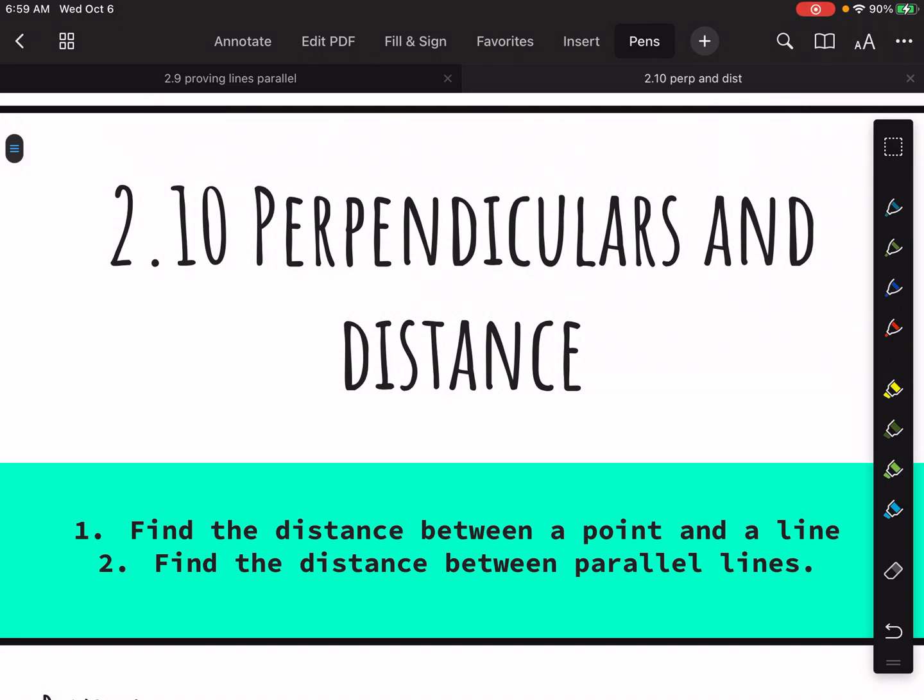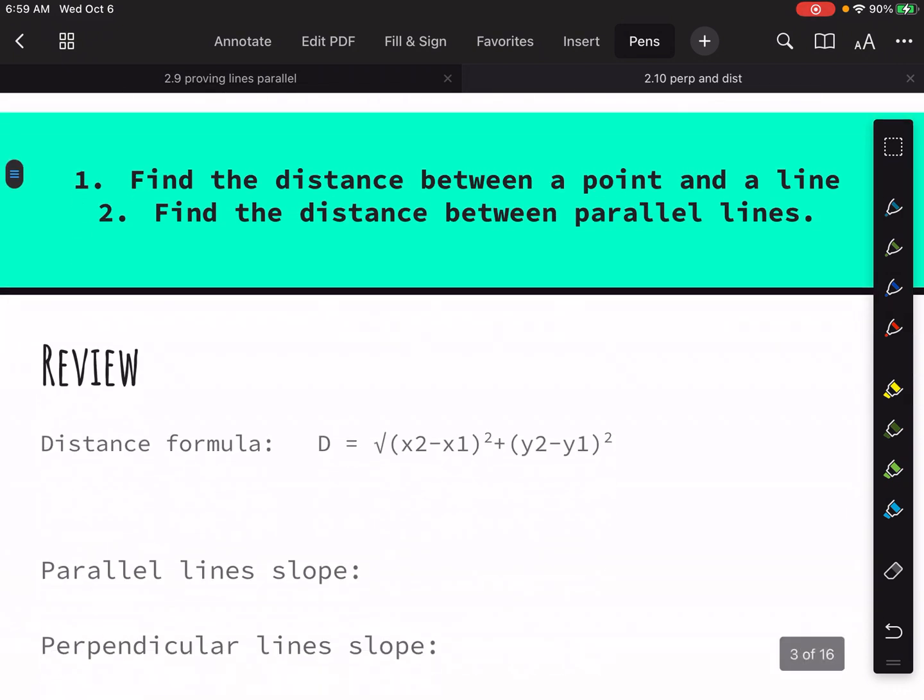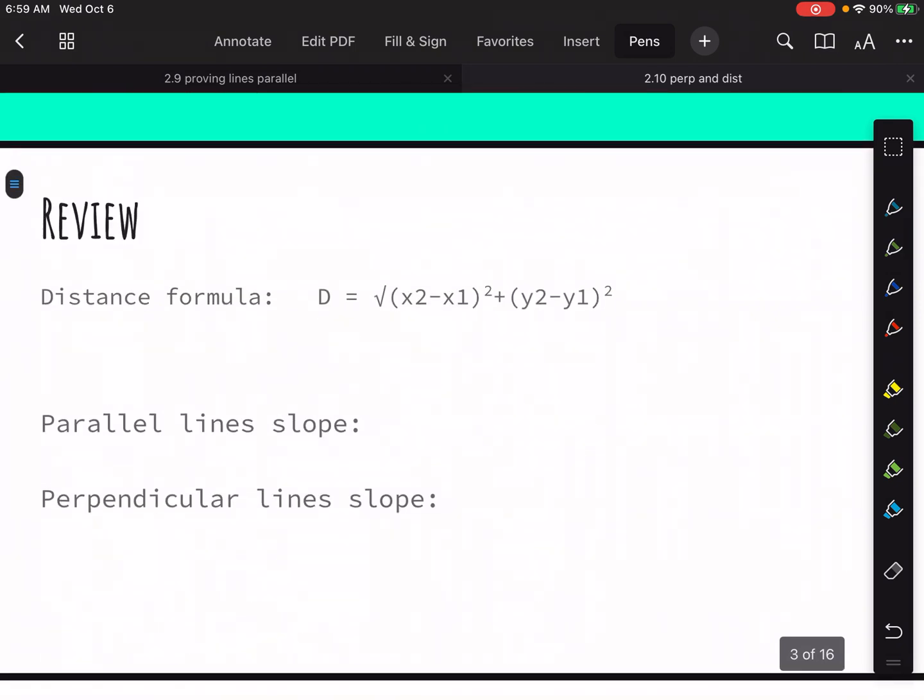Alright guys, final section here for chapter 2. We have 2.10, perpendiculars and distance. This lesson also includes parallel lines and the distance between them, but we're not going to do that. We're just going to focus on the perpendiculars. So we're only going to focus on objective 1 there, finding the distance between a point and a line. Okay, so a little bit of review before we get into this.